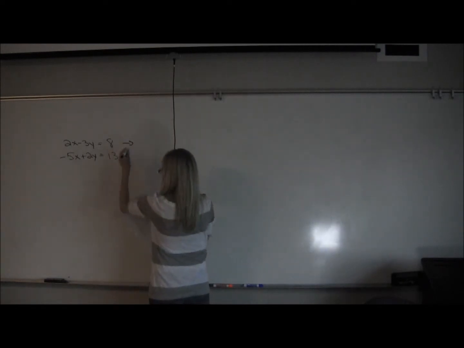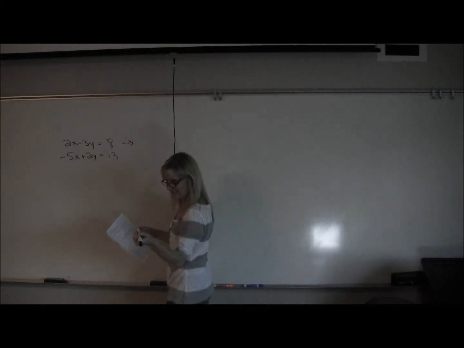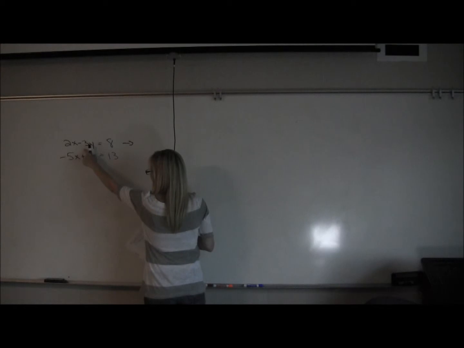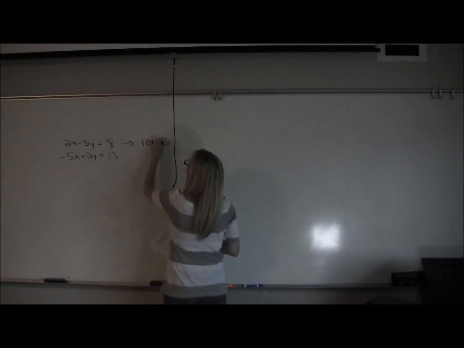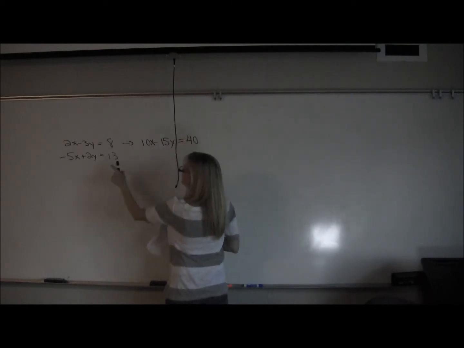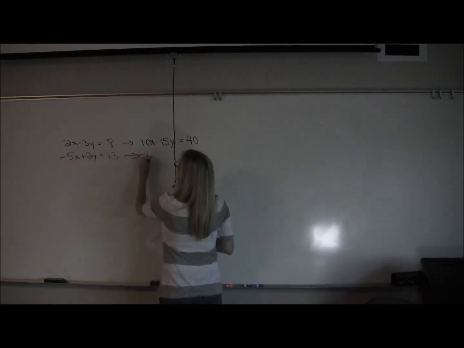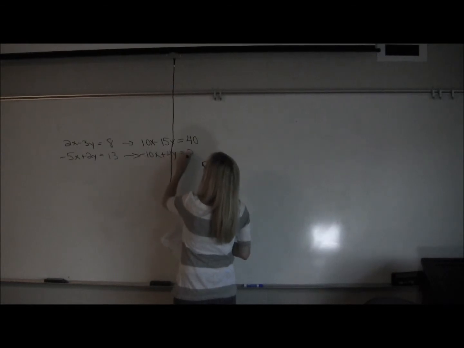So did you multiply the first one by 2 and the second one by 3? I multiplied the first one by 5 and the second one by 2. Same thing. Okay, let's do that. So multiply the first one by 5, so you get 10x minus 15y equals 40. And the second one by 2. And this gives you negative 10x plus 4y equals 26.